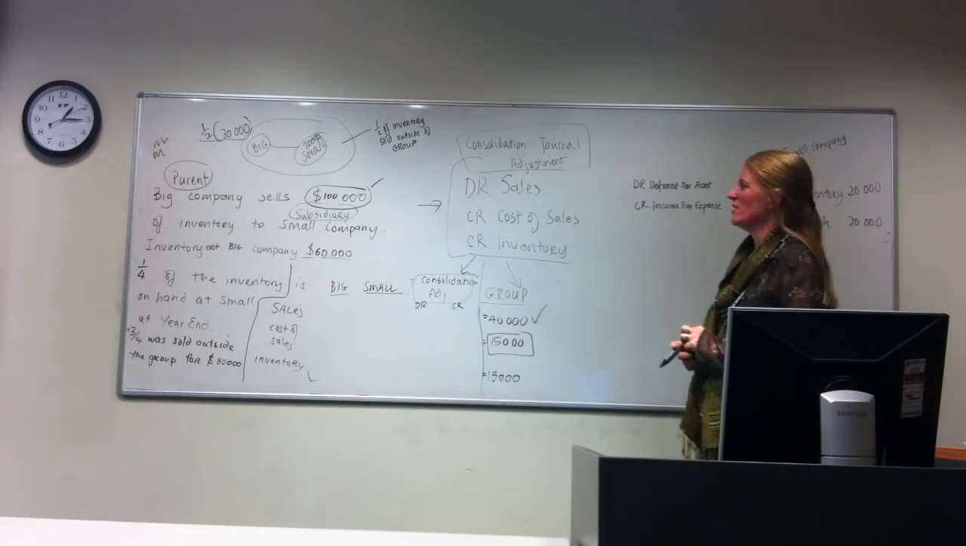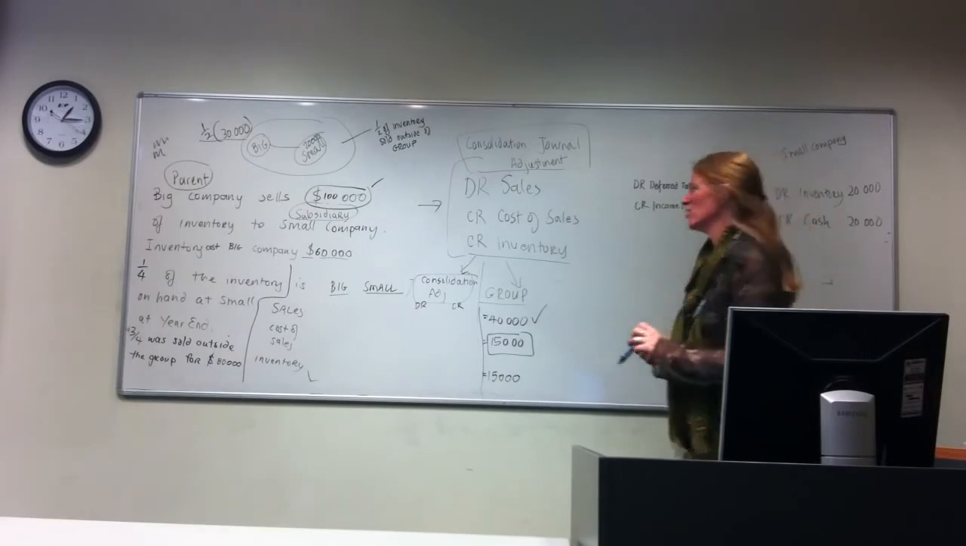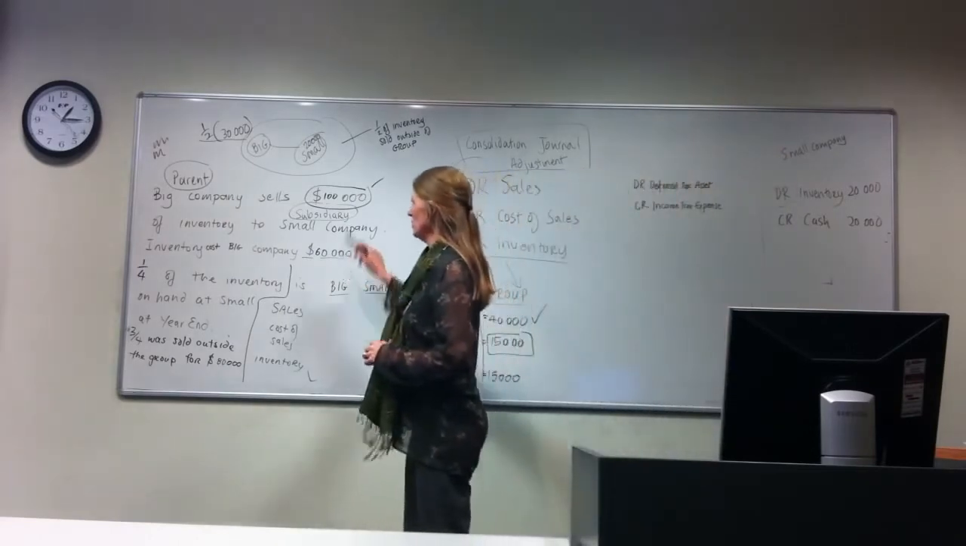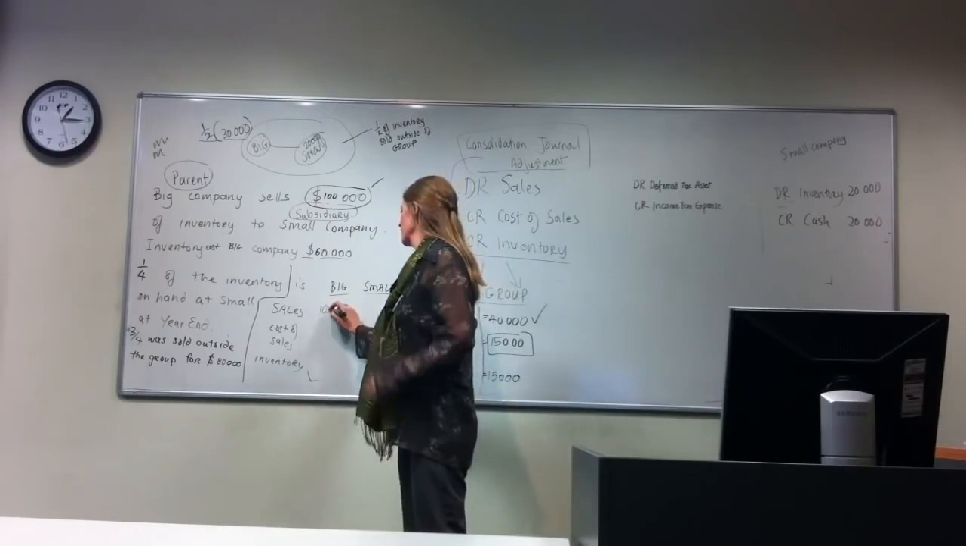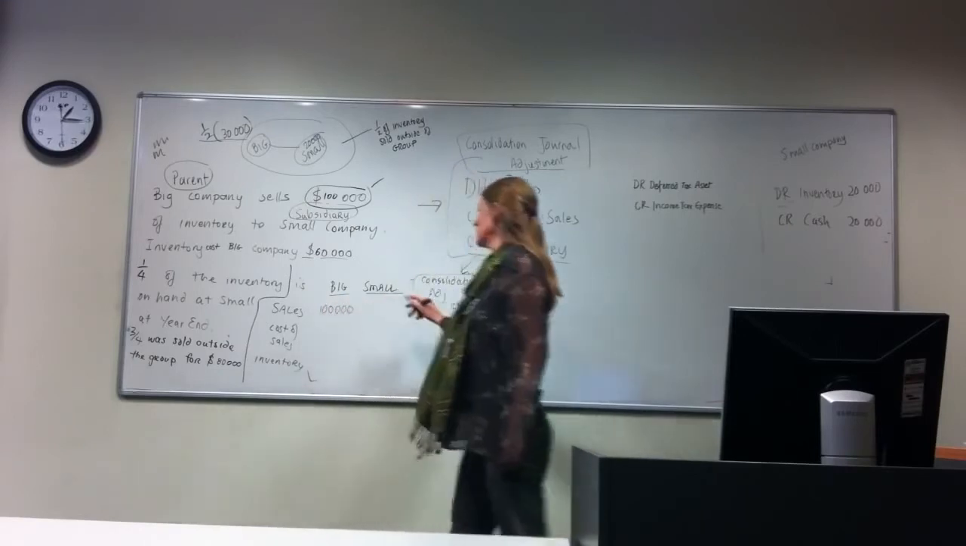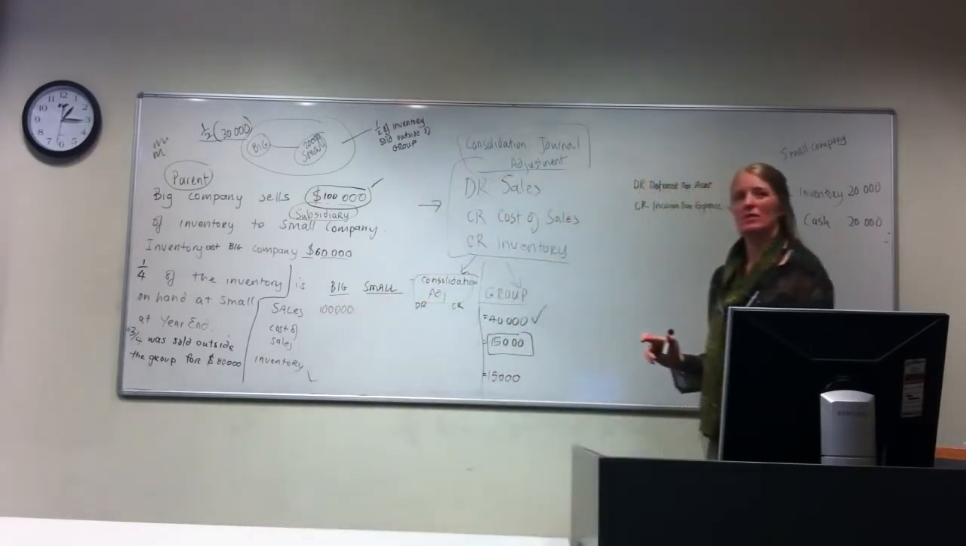What would that be? Debit sales of 180. Let's look at it. Sales. Big company. What's the sales going to be? 100. Right. Okay, sales in the small company.